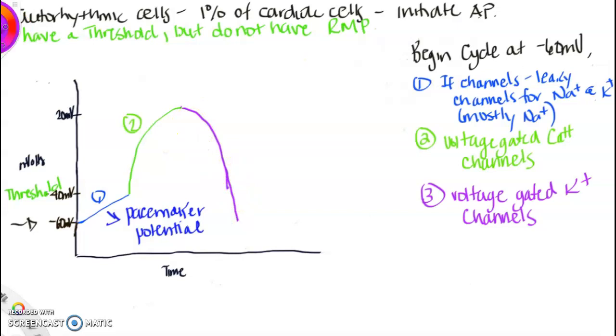And then once it gets to negative 60 millivolts, do we go to resting? No, there is no resting. So it starts up again and climbs towards negative 40. And then once it gets to negative 40, we have an action potential.